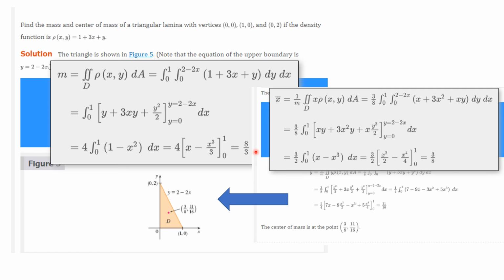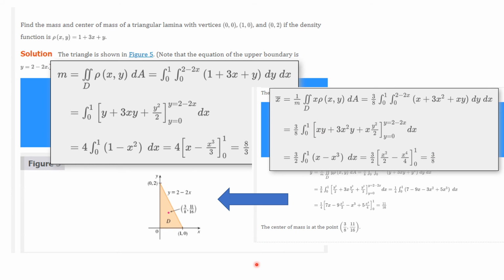Now 1 over 8 over 3 becomes 3 over 8, and this is the moment about the y-axis. We multiply all the way through using our formula and compute this double integral. At the end of this we get 3 over 8. That means this is x bar.